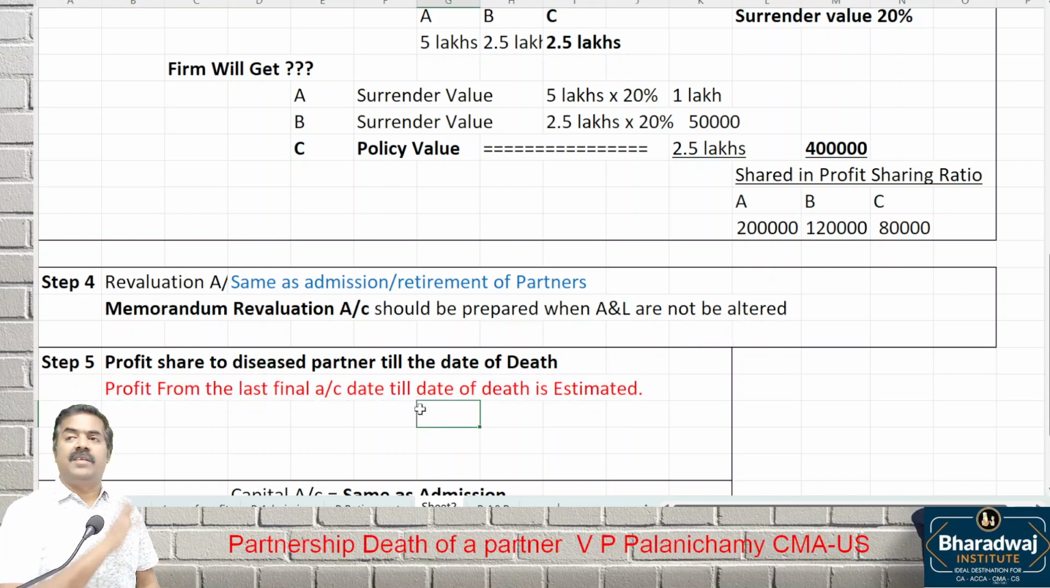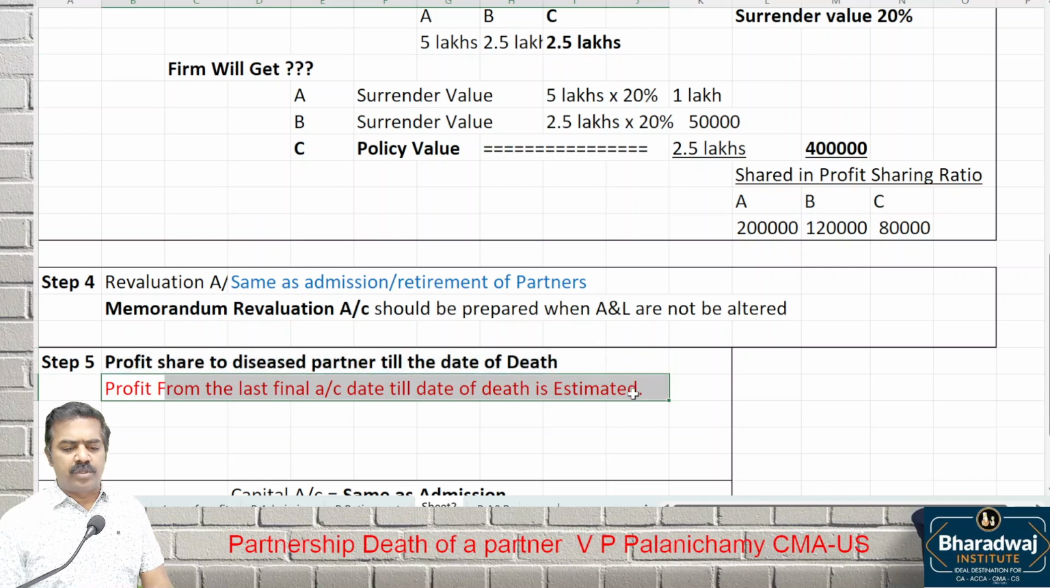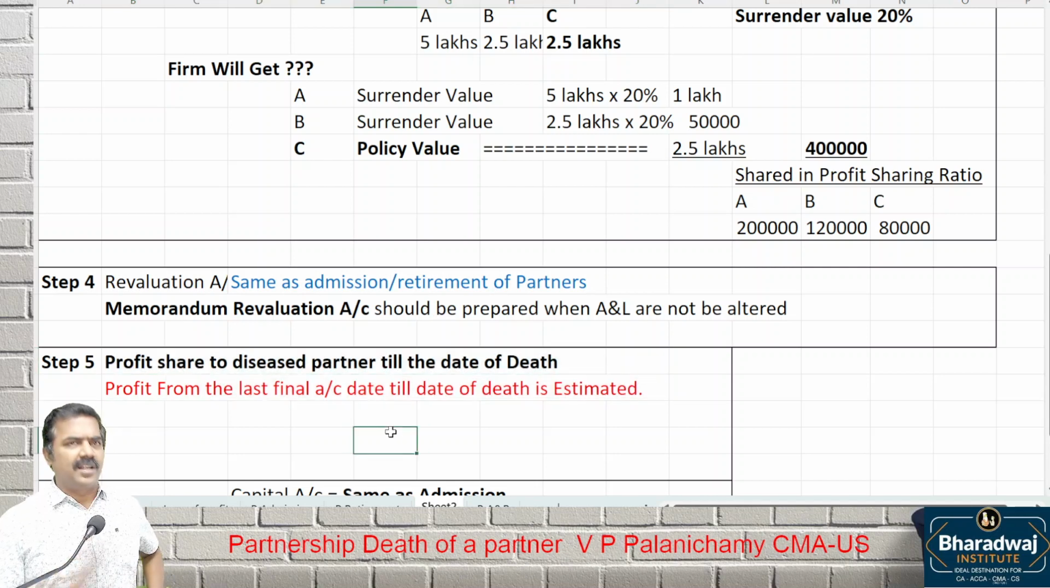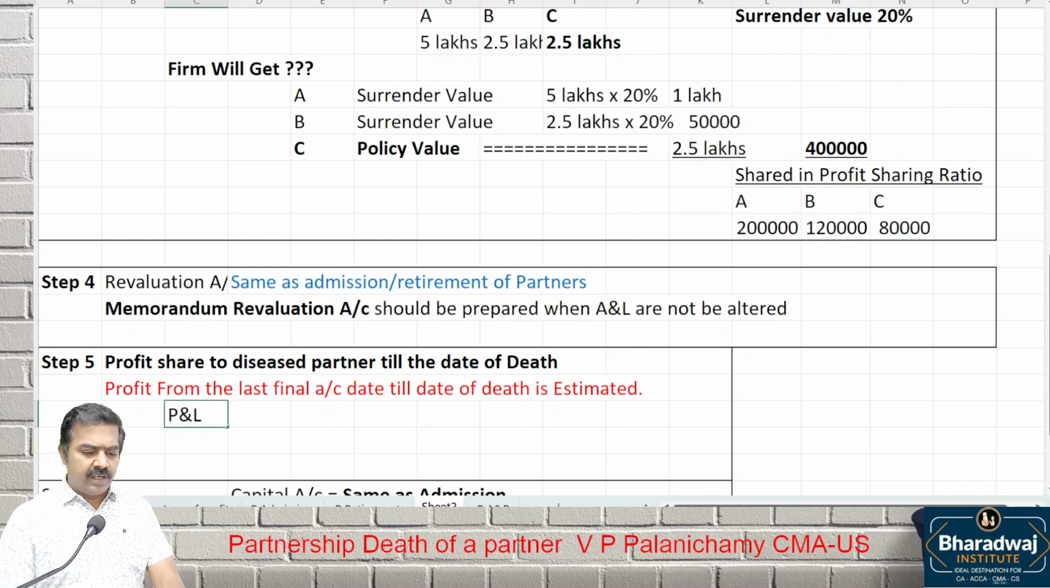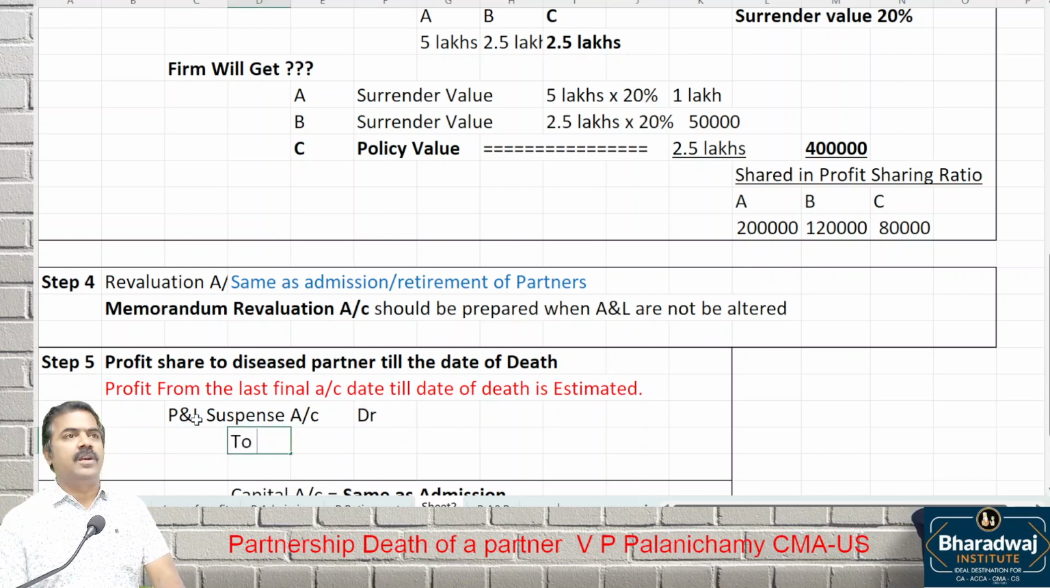How to estimate it? They will give you instruction based on the last 3 years' profit, the last 4 years' average profit, or based on last year's profit, like that. As per partnership deed, they would have instructed in the problem. Clear? Profit shared from the last final accounts till the date of death is estimated. It is logical also, right? It is better to give the share only to the deceased partner. Journal entries, P&L suspense account debit, to the deceased partner only.